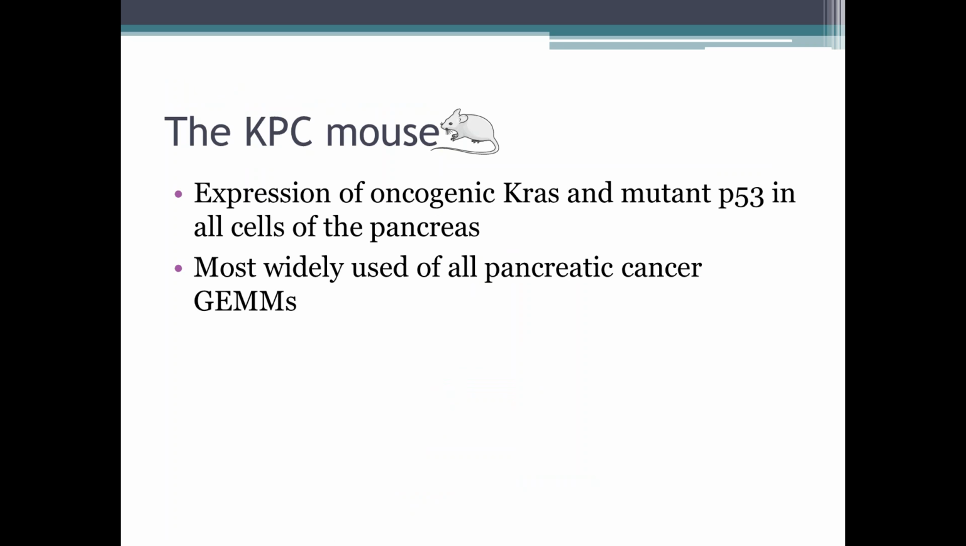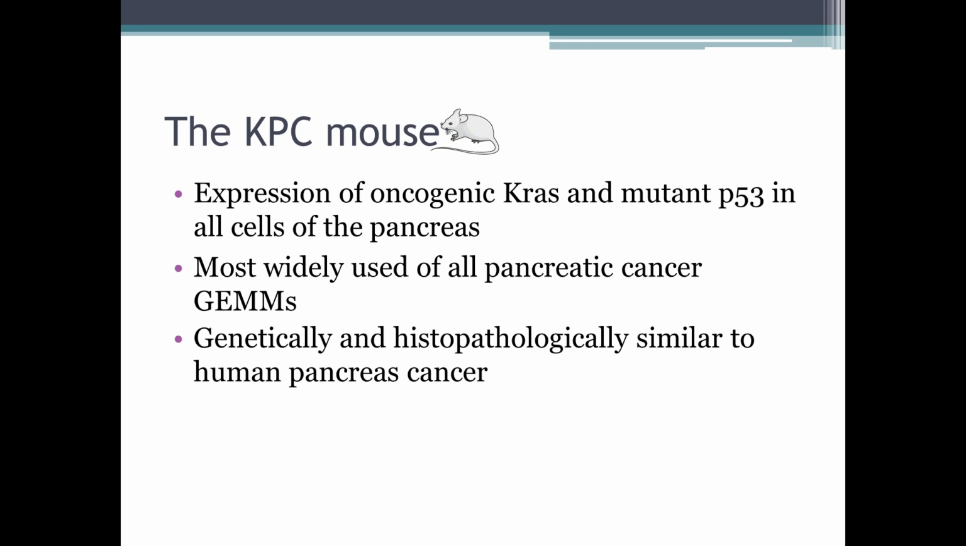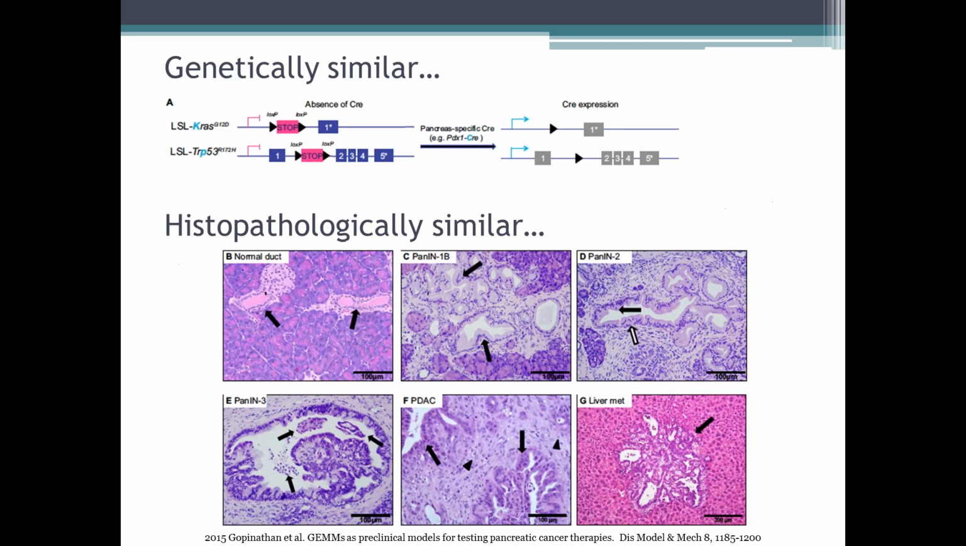So the KPC mouse is the most widely used of all pancreatic cancer GEMs, and it is genetically and histopathologically similar to human pancreas cancer. So what does that mean? It's genetically similar. This is similar to the figure I showed before, but we know that KRAS mutations and p53 mutations are common in pancreas cancer, and this mouse has both through the use of CRE.